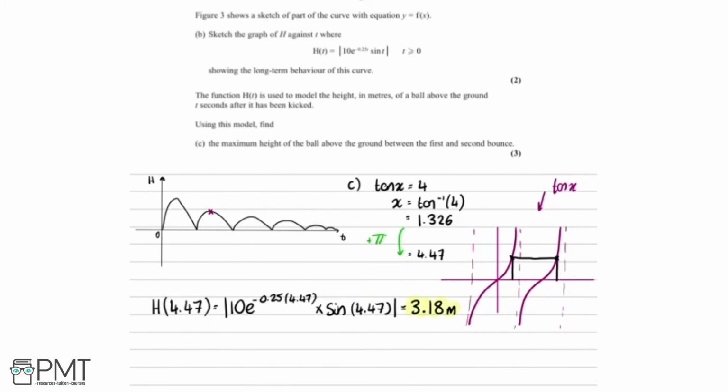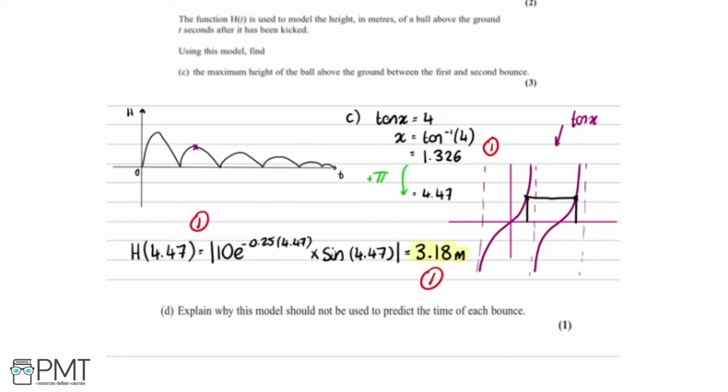For this question, we'll get 1 mark here for realising that we need to solve tan of x equals 4, and then substituting that into h of t. We get a 2nd mark here for substituting the correct value into h of t, and then writing this part out here. And then we get the final mark for the correct answer of 3.18 meters.